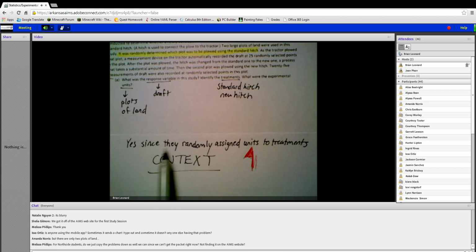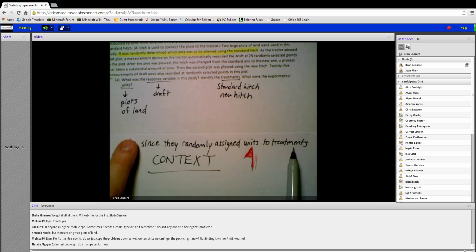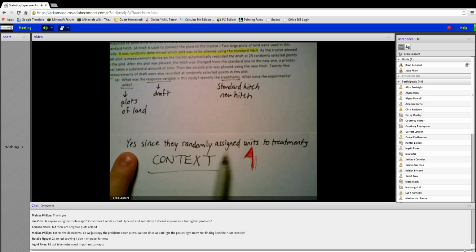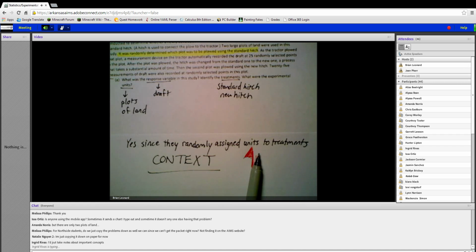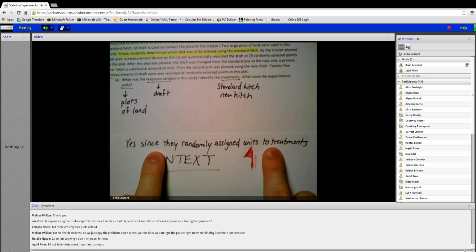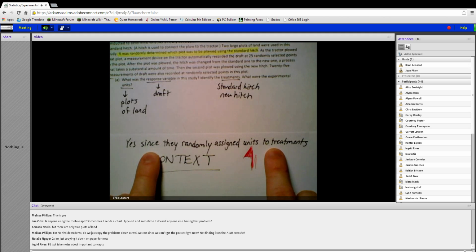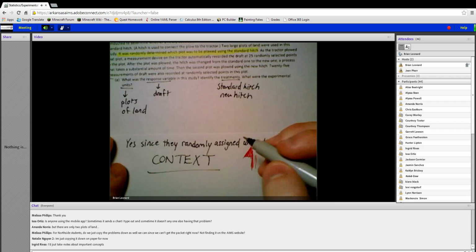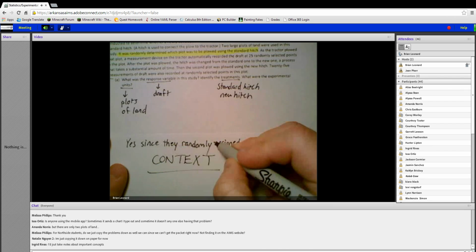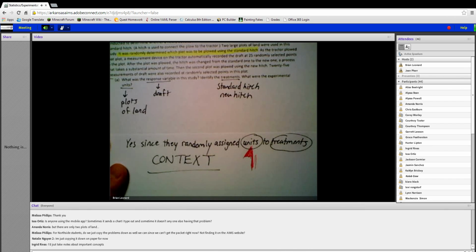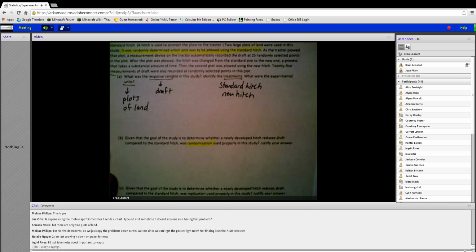This gets you no points. It's a perfect definition, okay? That is a definition of randomization, but the context means, have you told me what this means in terms of the problem? Well, that means instead of saying they randomly assigned units to treatments, what should we have said on this one?